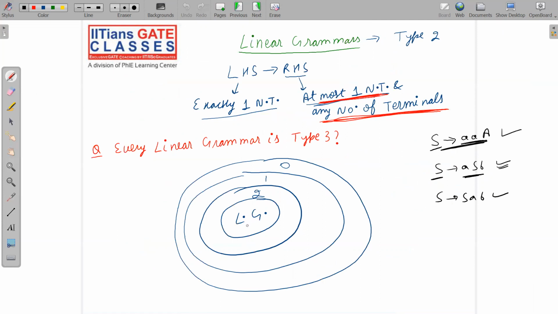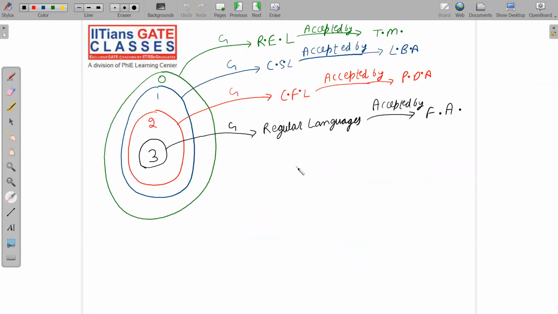Okay, so now type 3 will be here. Type 3 will be here. So you can say that this is the modified Chomsky hierarchy form. So type 3, and then we have linear grammar, then type 2, then type 1, and then type 0. So every type 3 is a linear grammar, but every linear grammar is not type 3. You have guessed it right by now. Okay, so let me move to the next slide.